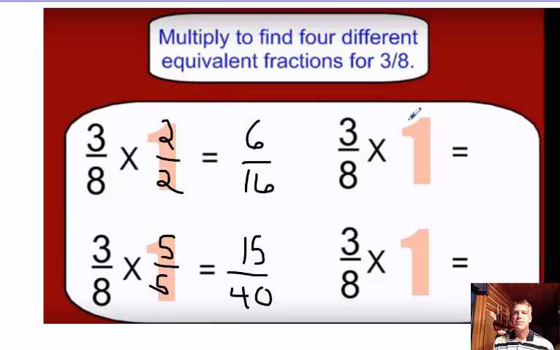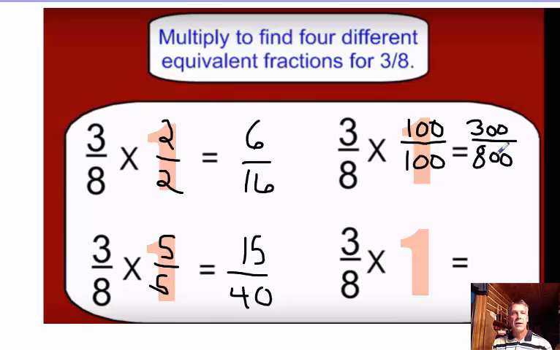All right, how about 100 over 100? Could I use 100 over 100? Sure. Is that equal to 1? Yep. So if I take 3 times 100, I get 300. And 8 times 100 is 800. Well, if I cut something up into 800 pieces and I eat 300 of it, it's still the same as eating 3 out of 8.